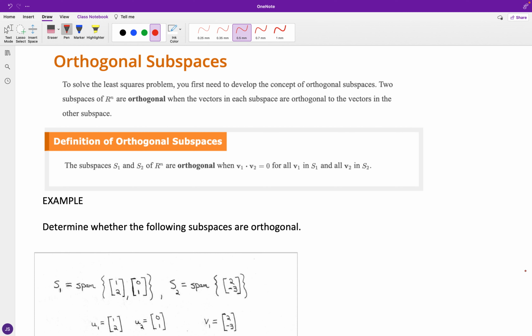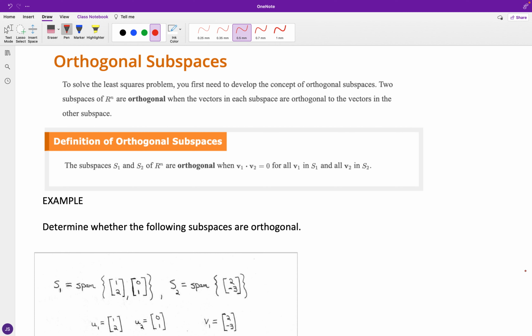of orthogonal subspaces. Two subspaces of Rn are orthogonal when the vectors in each subspace are orthogonal to the vectors in the other subspace. For the definition of orthogonal subspaces, we have the subspaces S sub 1 and S sub 2 of Rn are orthogonal when the dot product between the vectors v sub 1 and v sub 2 equals 0 for all v sub 1 in S sub 1 and all v sub 2 in S sub 2.